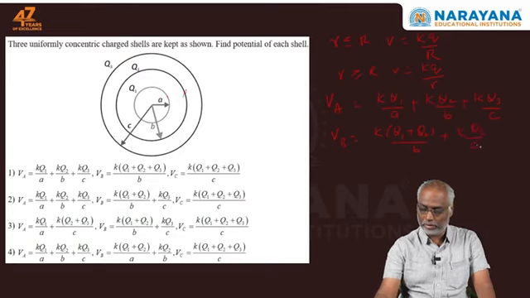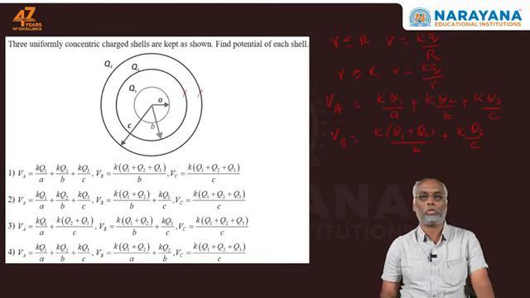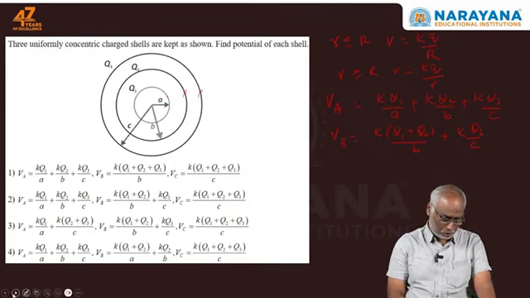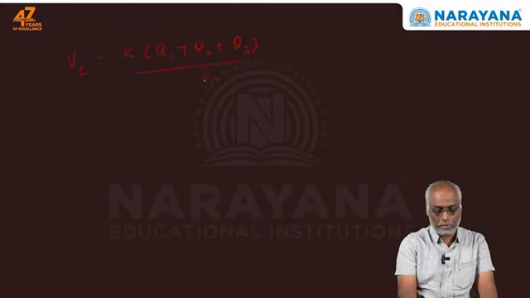Similarly, when you are calculating potential at any point on the surface of the outermost shell, there will be potential due to all three charges q1, q2, q3. As a result, for q1 the point is lying outside, for q2 also it is lying outside the shell, and for q3 it is lying on the surface. Therefore, potential at any point on the outermost shell, at point C, will be equal to k into (Q1 plus Q2 plus Q3) whole divided by C.